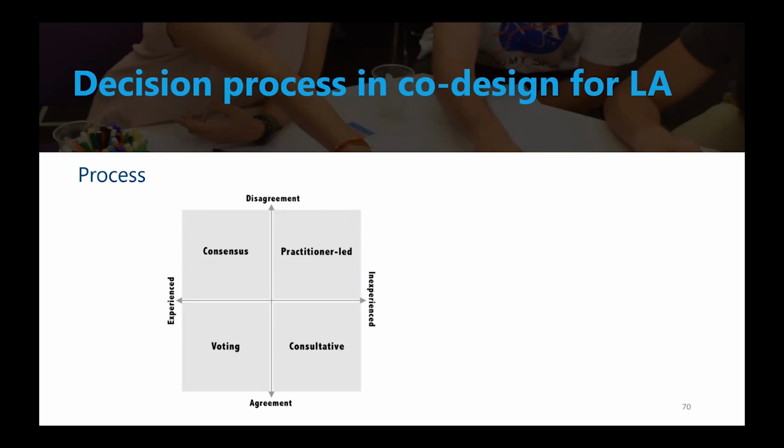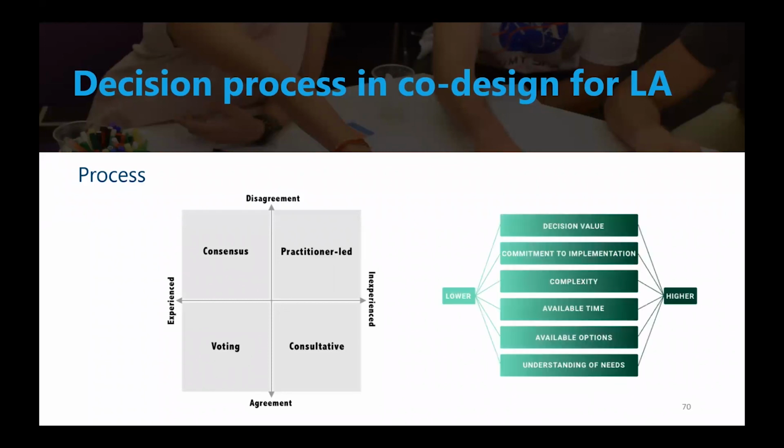The practitioner-led approach is when no one agrees on something, and they're inexperienced. We don't know about these things, and we don't even agree about that. It's about the practitioner. The practitioner has to use information from outside, their rationale about understanding the problem, and make a decision. To make a decision in collaboration, we have to be aware of how much time you have available, how many options are out there, how much we understand the needs of the problem, how complex it is to implement this option, how committed you are to actually bring this into practice, and how much value this information has.